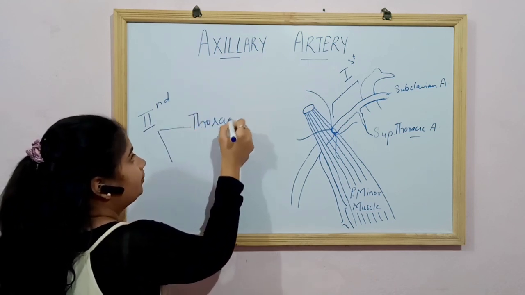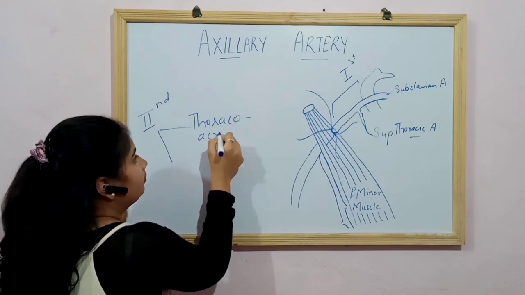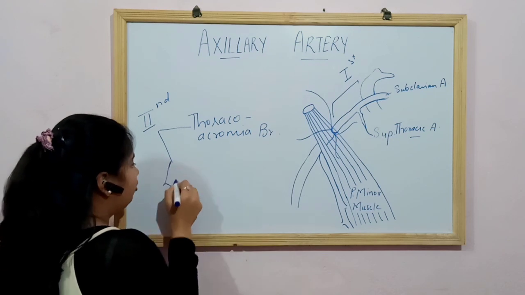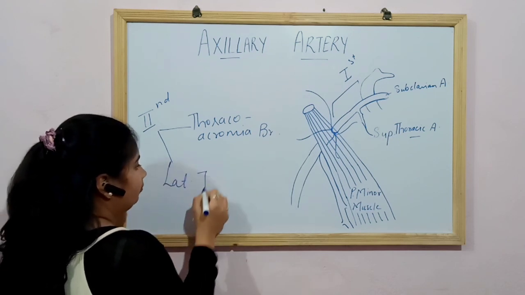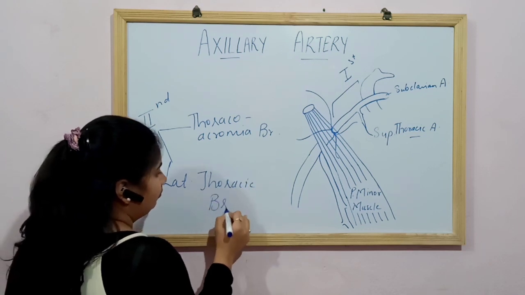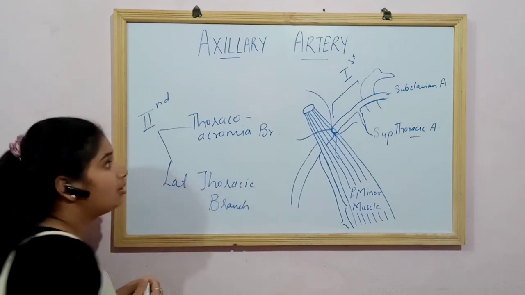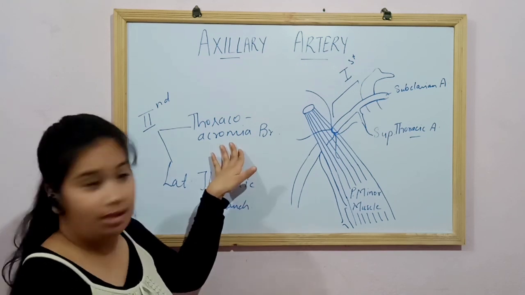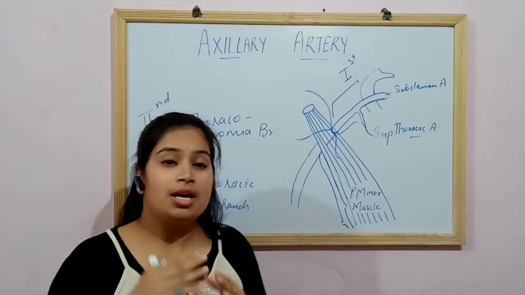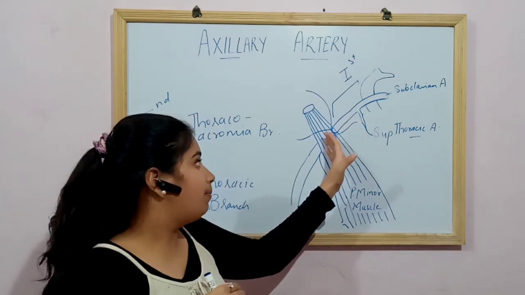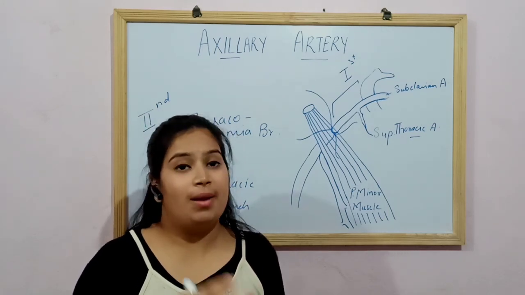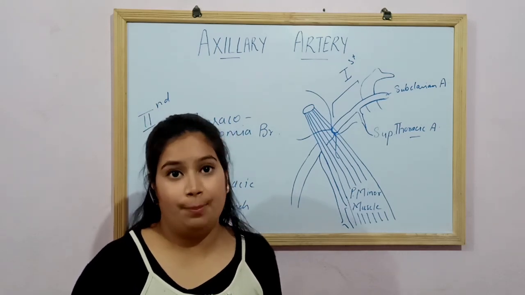Thoracoacromial branch and the lateral thoracic branch. So first we will deal with the thoracoacromial branch. The thoracoacromial branch moves on towards the pectoralis minor muscle, pierces the clavipectoral fascia and supplies the trunk, mammaries and the upper limb.